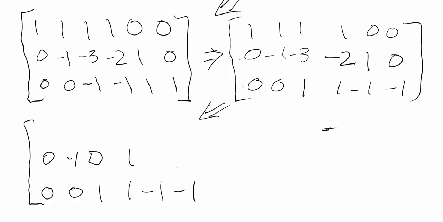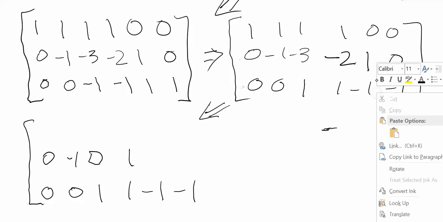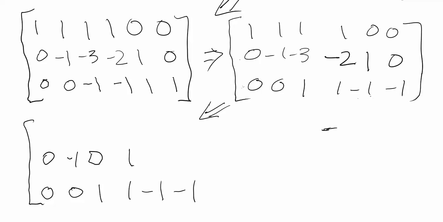Sorry, 3 times -1 is -3 plus 1 is -2. 3 times -1 plus 0 is -3.